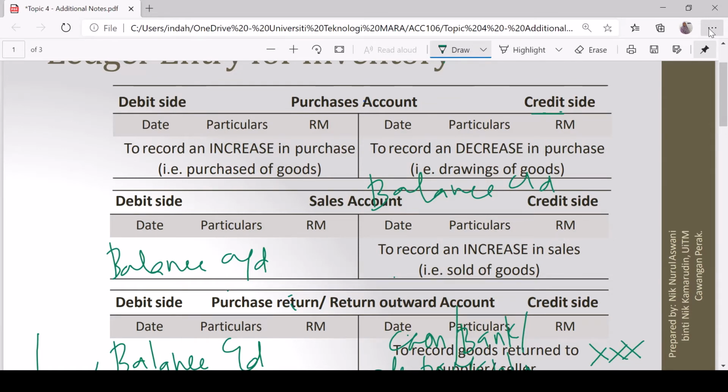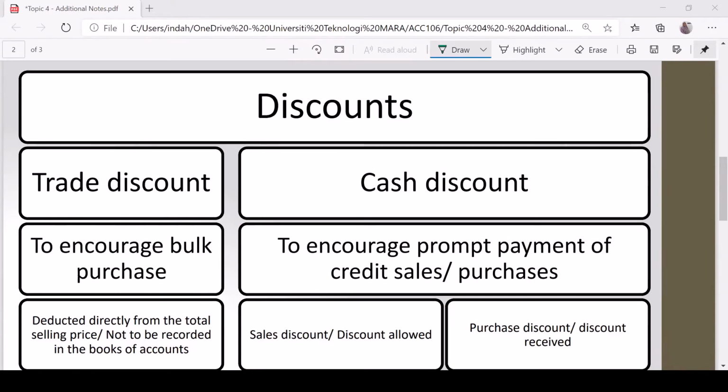So let's look at the next one, discount. There are basically two types of discount. One you have to record, the other one you don't have to record. So we have here trade discount and cash discount. Trade discount is due to bulk purchase. You receive trade discount because you purchase many, compared to maybe only a few or one.